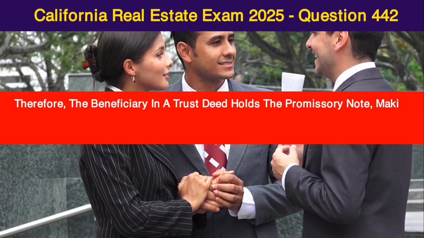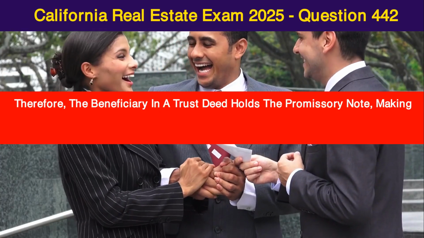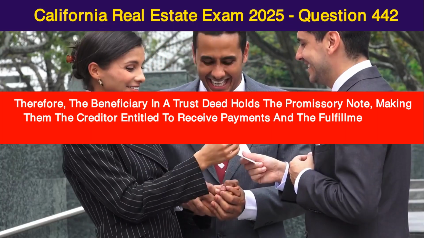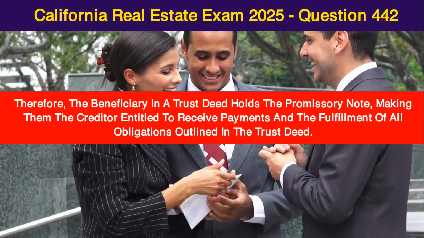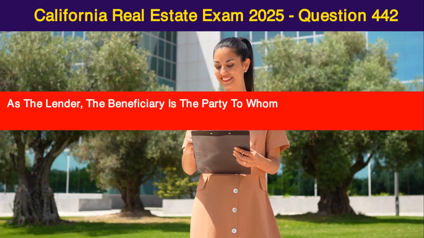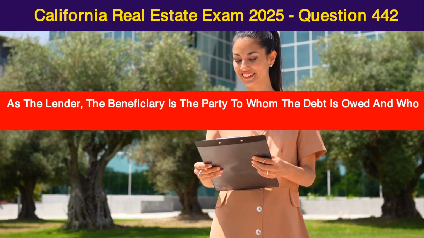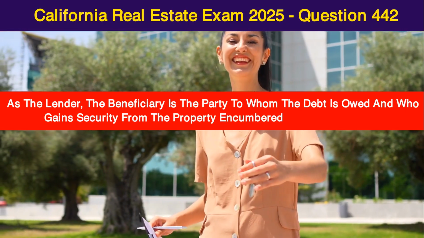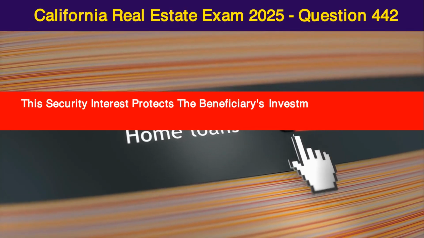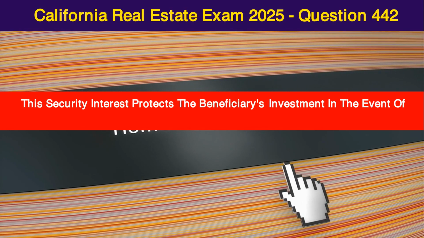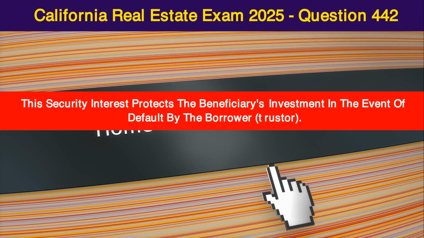Therefore, the beneficiary in a trust deed holds the promissory note, making them the creditor entitled to receive payments and the fulfillment of all obligations outlined in the trust deed. As the lender, the beneficiary is the party to whom the debt is owed and who gains security from the property encumbered by the trust deed. This security interest protects the beneficiary's investment in the event of default by the borrower, trustor.